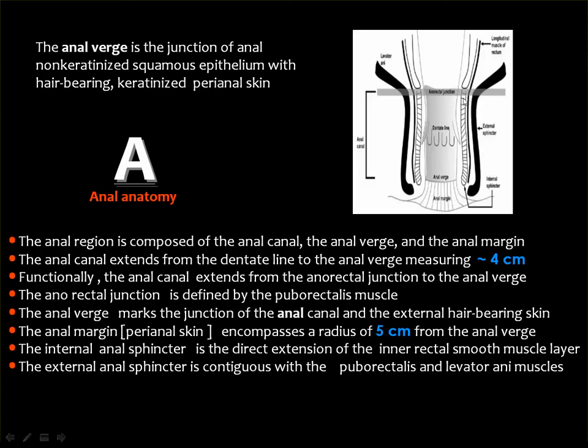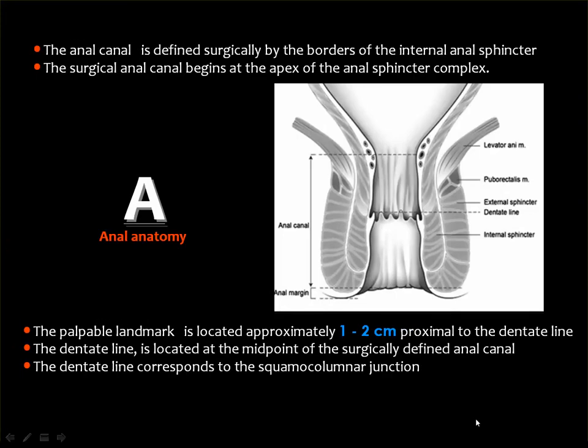Then there are two important anal sphincters in this area: the internal anal sphincter, which is made of smooth muscles and represents the continuation of the smooth muscle wall of the rectum. Then the external sphincter, which is made of skeletal muscles and is continuous superiorly with the puborectalis muscle and then the levator ani muscle. This is an important anatomic detail, and I will repeat it many times.